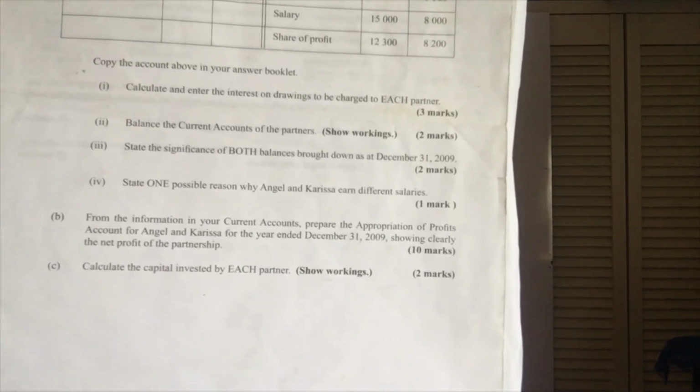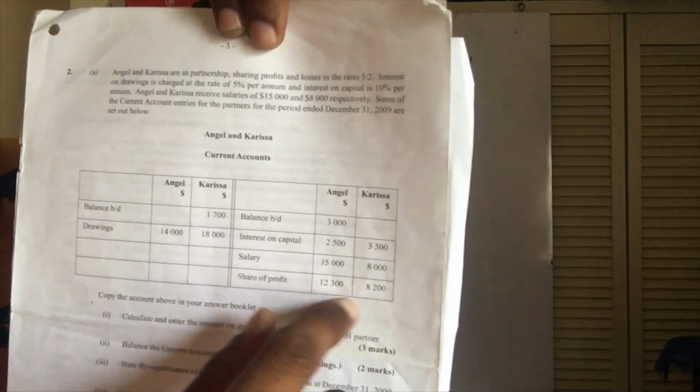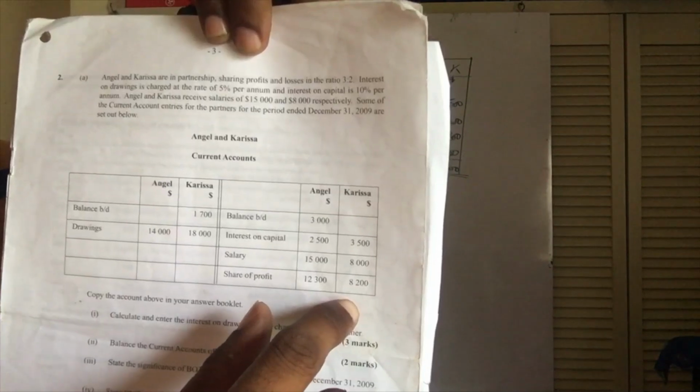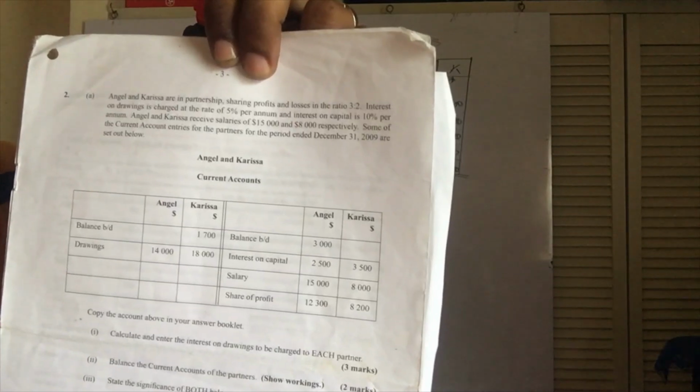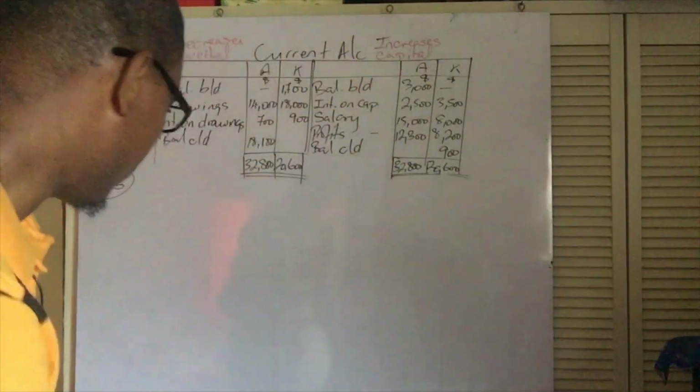And you may say, oh, net profit is easy to calculate because we see the share of profit here. But remember now, the share of profit is not the net profit. The share of profit is the balance of profit. The share of profit would be what is left after you have taken out the salary, you have taken out the interest on capital, and you have added interest on drawings to the net profit. So this share of profit here does not show the net profit. So let us go.